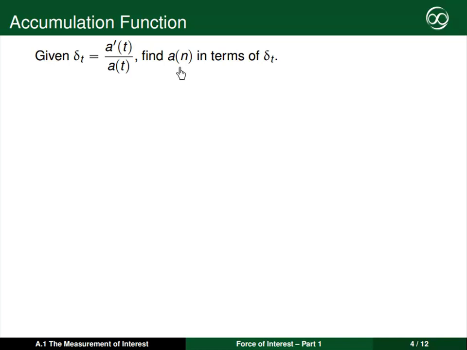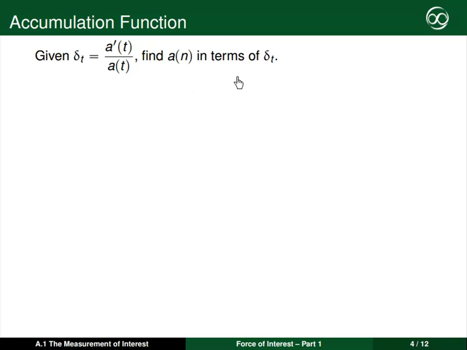Now we're going to try to write the accumulation function in terms of the force of interest. So in other words, given the fact that the force of interest is the derivative of the accumulation function divided by the accumulation function, try to write the accumulation function in terms of the force of interest. Now, if you don't get this, don't worry too much. This is kind of a proof, and you're not going to have to prove anything on Exam FM. The important thing is the formula that we derive from doing this process. But it's worth trying for yourself, though. So pause the video and give yourself 5 to 10 minutes to try to write this down for yourself.